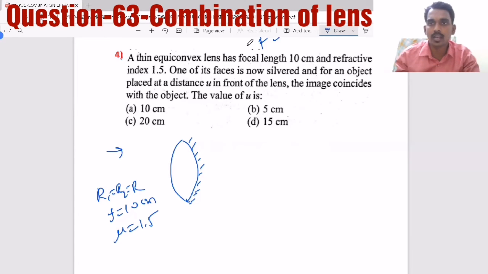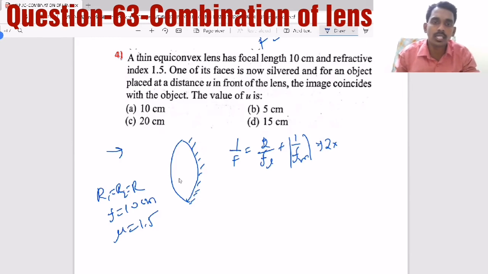Here it is a combination. Now first thing you have to find is the effective focal length. That is 2 by FL plus 1 by FM. Now 2 into 1 by FL, where FL is nothing but the focal length of the lens. How much will the focal length of the lens become? 1 by F equals mu minus 1 into 2 by R, because it is a convex lens.